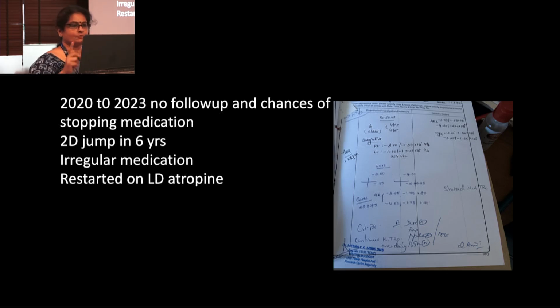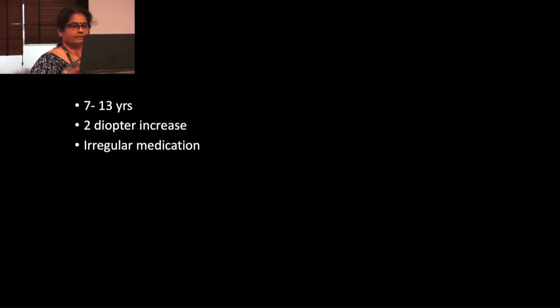So this was from 2020 to 2023. There was no follow-up, and obviously they would have stopped the medications, and there was a 2 diopter jump in 6 years. Here you can see it is -3 and -4, and we started her again on the drops. She was on irregular medication, and we restarted the low dose atropine. So this is a girl we have been seeing from 7 to 13 years. It was only a 2 diopter increase on irregular medication.